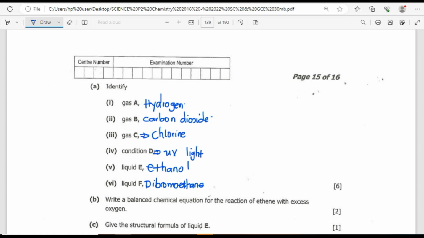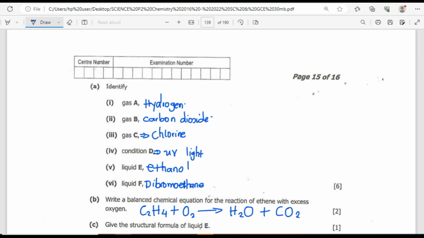Then write a balanced chemical equation for the reaction of ethene with excess oxygen. Remember, this is combustion. So ethene is C2H4 plus O2. The products, we get water, which is steam, plus carbon dioxide, which is a gas.